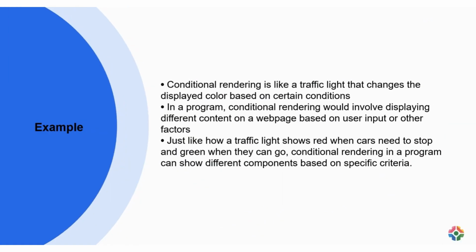Conditional rendering is like a traffic light that changes the displayed color based on certain conditions. In a program, conditional rendering would involve displaying different content on a web page based on user input or other factors. Just like how a traffic light shows red when cars need to stop and green when they can go, conditional rendering in a program can show different components based on specific criteria.